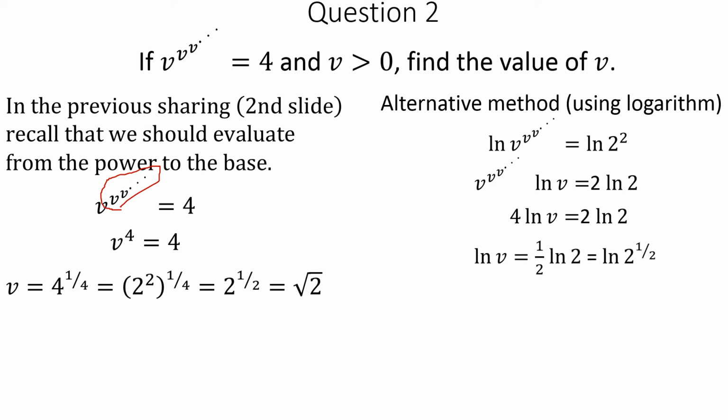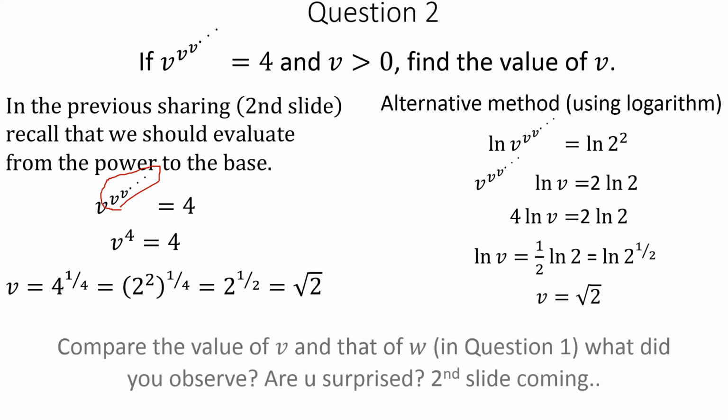So ln v will give you half ln 2. And bring the half up as power. So the right hand side will be ln 2 to the power half. So ln v equals ln 2 to the power half means that v is 2 to the power half, which is square root of 2. Compare the value of v and that of w in question 1. What did you observe? Are you surprised?